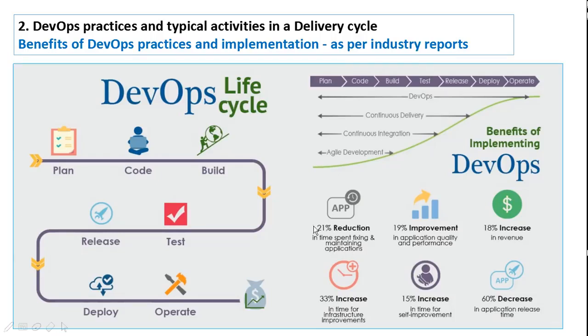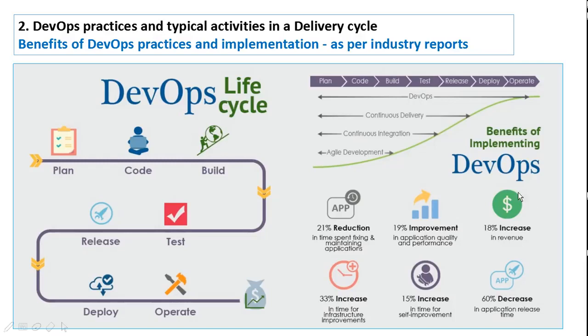And 21% reduction in time spent fixing and maintaining applications. So it means earlier, if they were spending 100% of their time on fixing and maintaining, that is reduced to 20%. It means 80% of the time is saved, along with an improvement in application quality and performance. Obviously, when you don't have bug fixes, and you don't have incidents in production on Monday and Tuesday, your time is saved. And 18% increase in revenue.